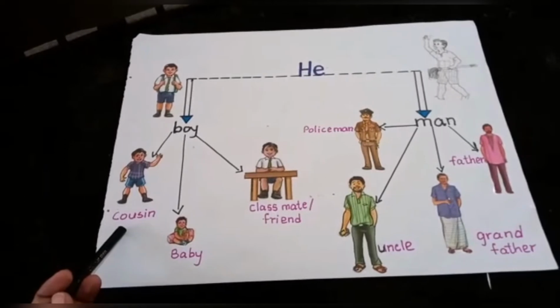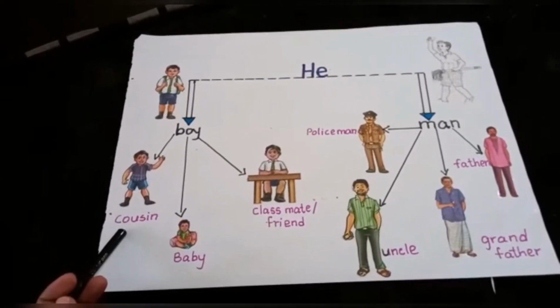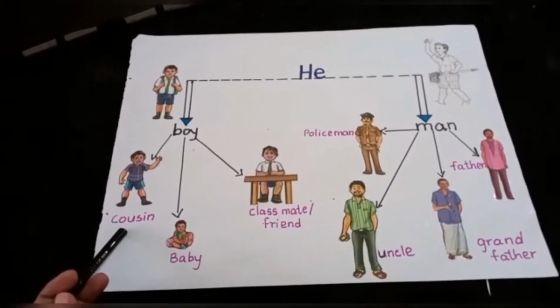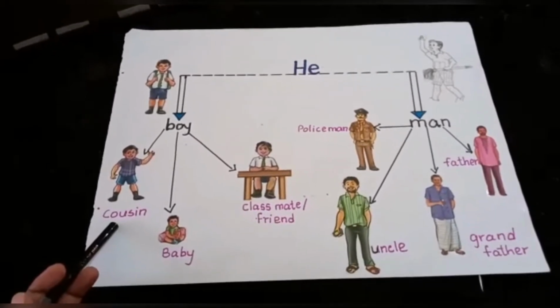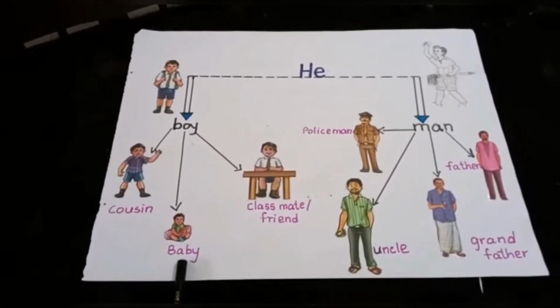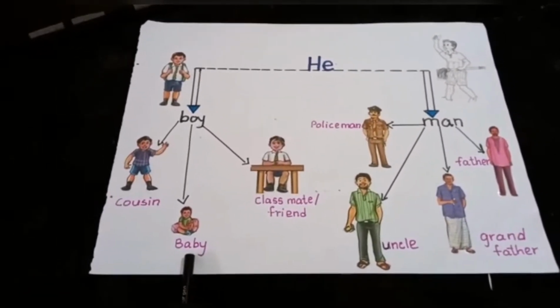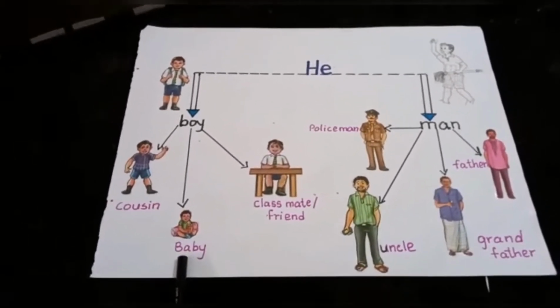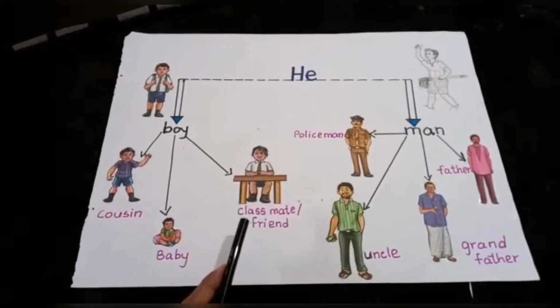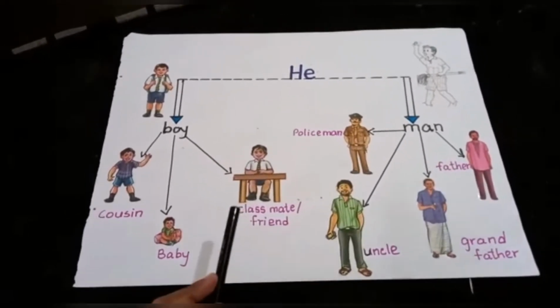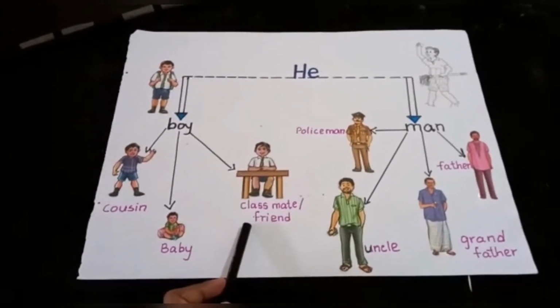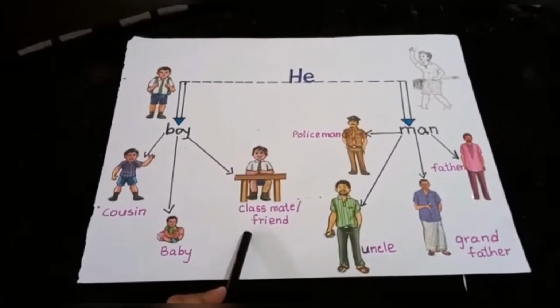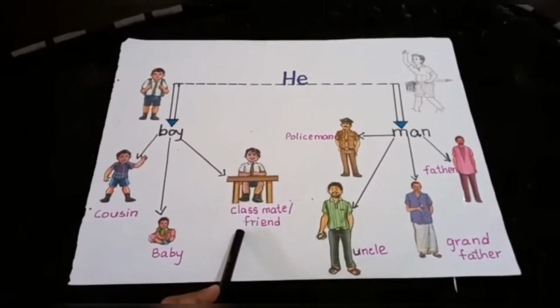A boy can be your cousin. So we will say he is my cousin. A boy can be your baby brother. So we will say he is my baby brother. A boy can be your classmate or your friend. So we will say he is my friend or he is my classmate.